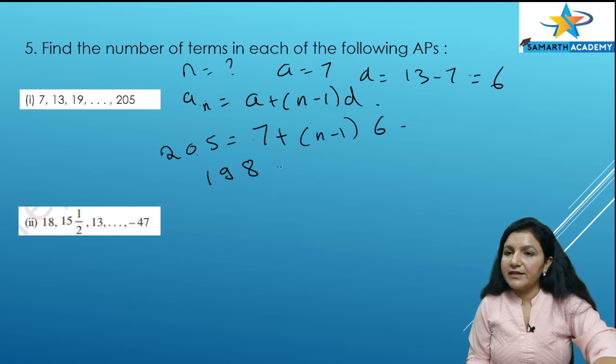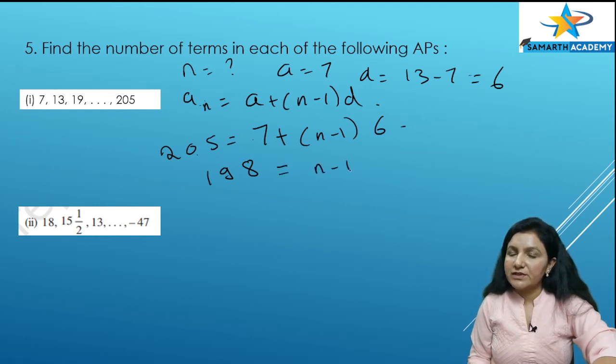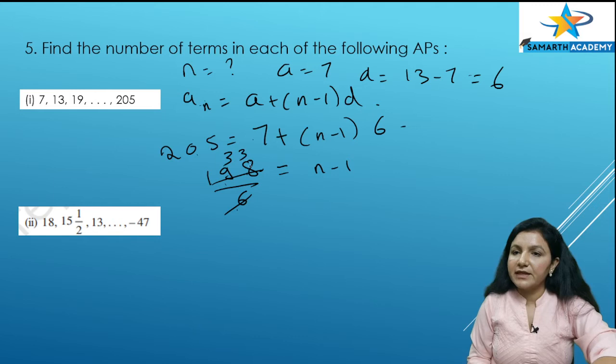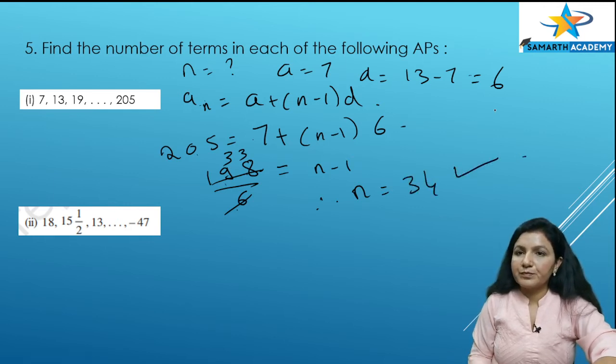Send 6, 198 is equal to N minus 1 into 6. Sending 6 that side, it becomes divided by 6 over here. So 6 ones are 6, 6 threes are 18, 1 remains, again 3 sixes are 18. Therefore, 33 is equal to n minus 1, hence n is equal to 33 plus 1, which is 34.